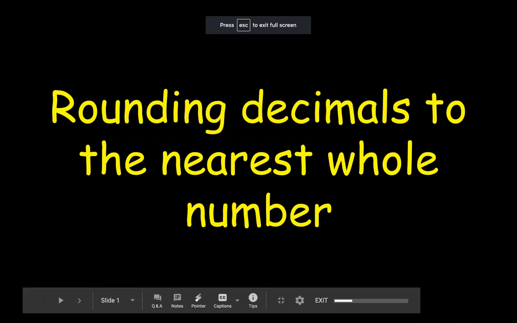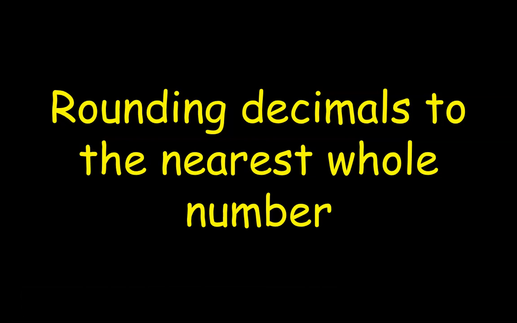Rounding decimals to the nearest whole number. This thing of rounding, it's what we use in schools. What it means is approximation, or more or less what is the number. For example, if you spend $1.99, you don't normally think of $1.99, you think of $2. That's basically what rounding is.